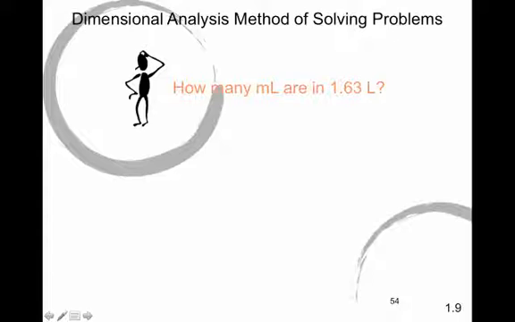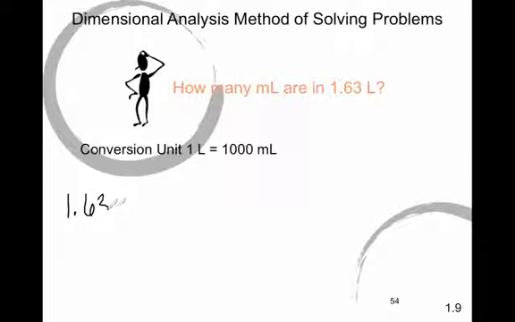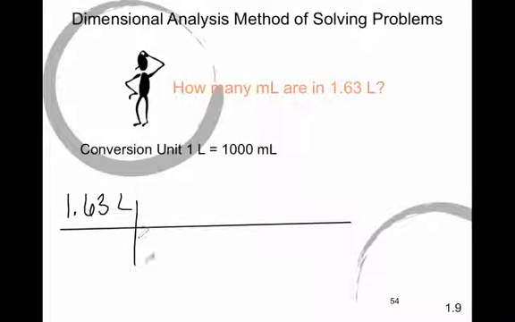So like here, how many milliliters are in 1.63 liters? Here's our conversion factor. And the metric system is a lot easier. You can sometimes just move the decimal point. But this is why we are able to just move the decimal point, because we have 1.63 liters, and these are the railroad tracks we're using.